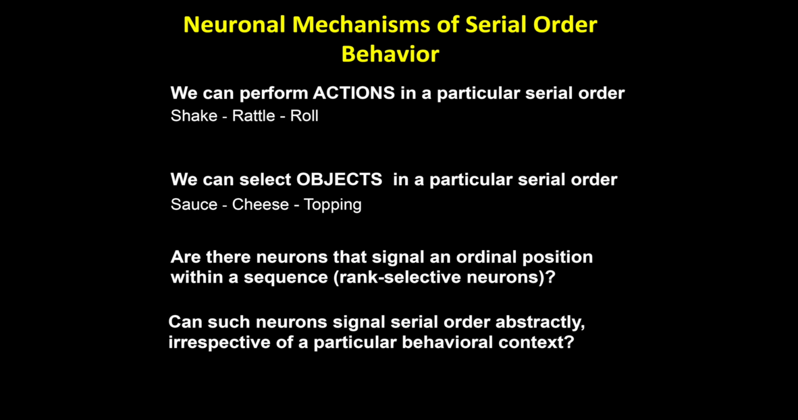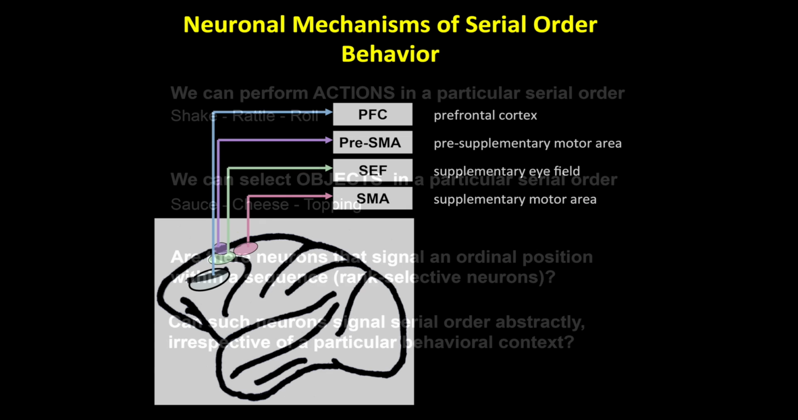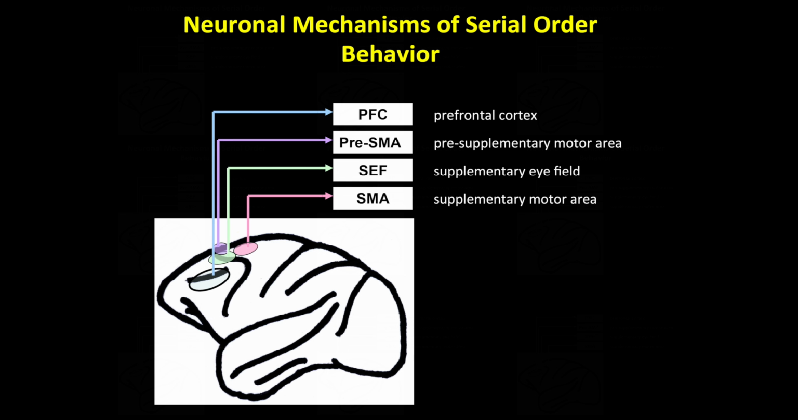And the second question: if such neurons exist, are they capable of representing serial order abstractly, regardless of particular behavioral context? In other words, would a neuron which signals the second position in a sequence of actions also signal the second object while you're selecting objects in a particular order? How abstract is this representation of rank? To address this question and general issue, we recorded in four areas of monkey frontal cortex.